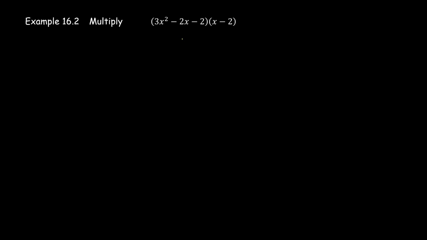Okay, so now I have these two polynomials that I want to multiply. It might be a little bit easier to use the commutative property of multiplication and put the shorter one first instead of second. So x minus 2 times 3x squared minus 2x minus 2, but you can do it either way. Doesn't matter which one goes first.